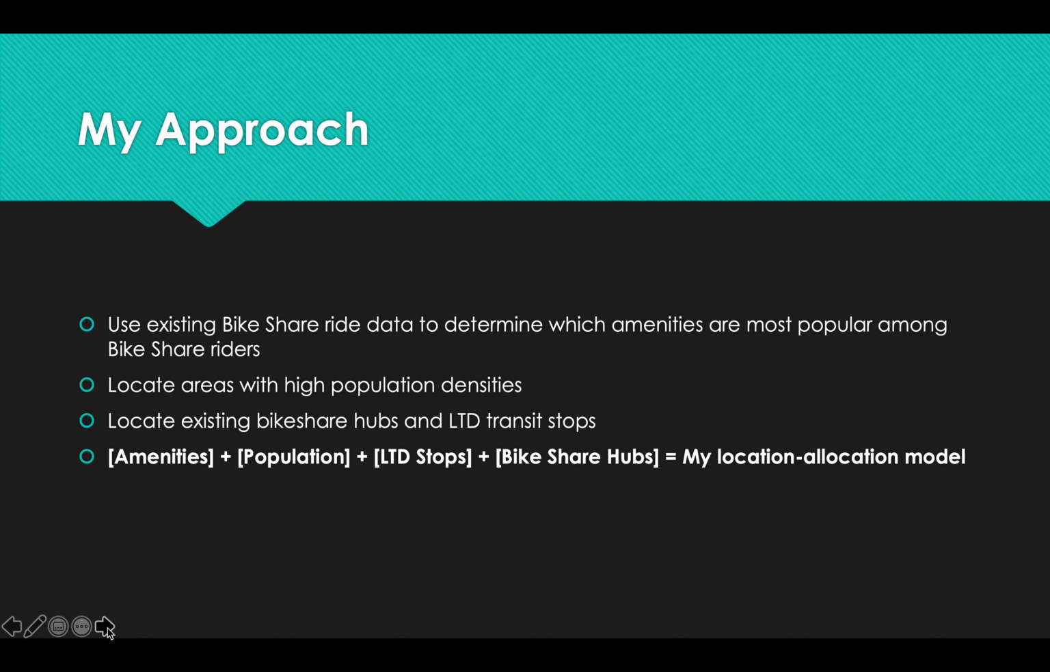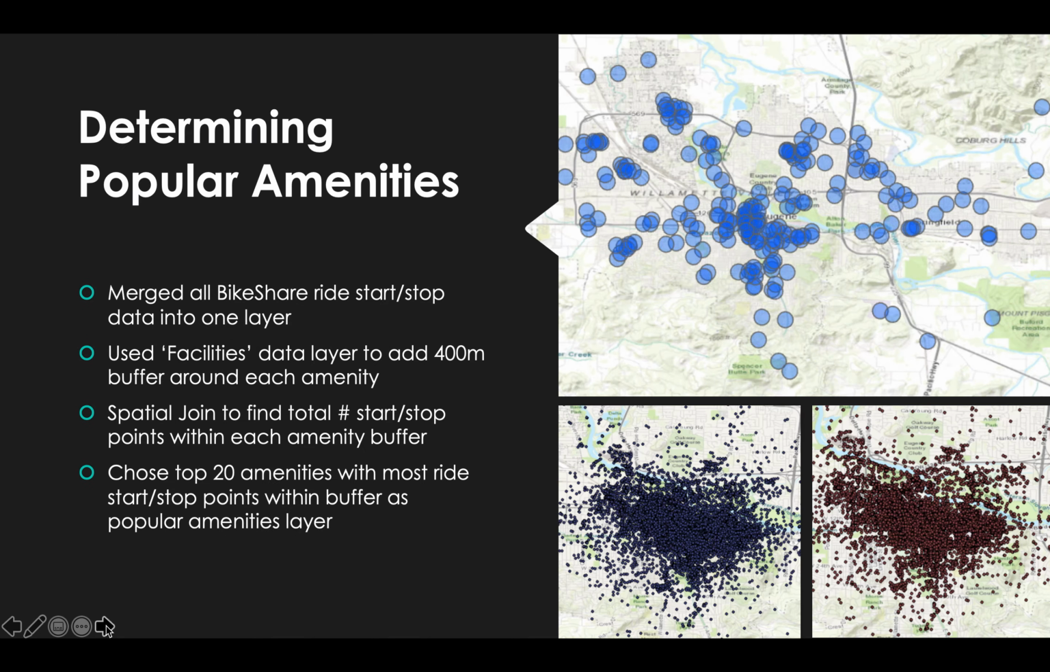So my approach was to model my analysis on this study. I decided to use existing bike share ride data to determine which amenities are the most popular among bike share riders in Eugene, locate areas with high population densities, and locate existing bike share hubs and LTD transit stops, and then combine all of these submodels together to create my own location allocation model.